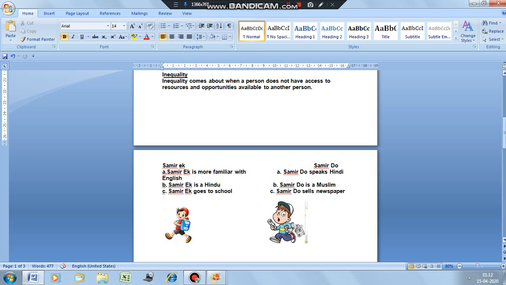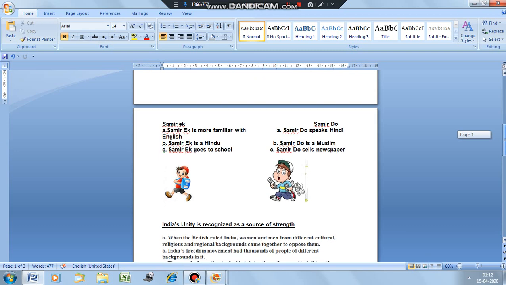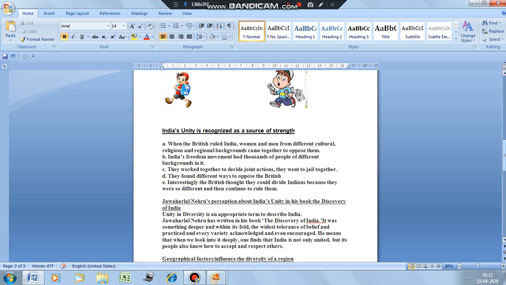So, what is inequality? Inequality comes about when a person does not have access to resources and opportunities which are available to another person. Now, we need to understand that the biggest example of India's unity was seen during the freedom struggle. During the freedom struggle, when the Britishers ruled the country, Indian women and men from different cultural, religious, and regional backgrounds came together to oppose them.